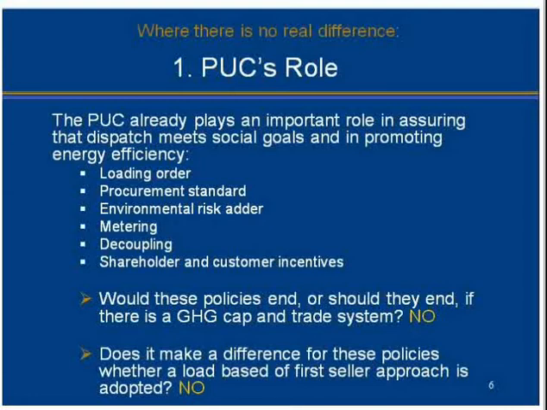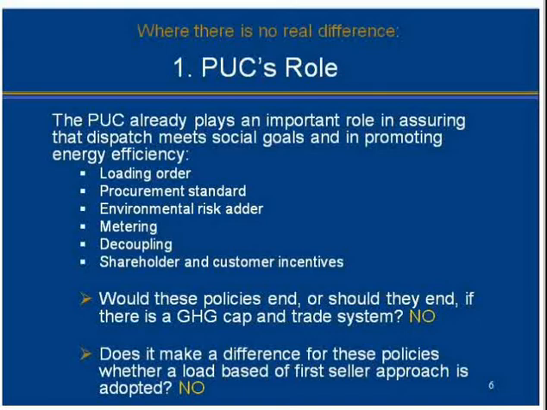There you go. The PUC already plays an important role in ensuring that dispatch meets social goals. This is the California PUC, but this is also true for the Public Utility Commissions throughout most of the states in the country and many of the western states. To some extent, not as assertively as in California, they are involved in making sure that there is a cost-effective dispatch of the electricity grid and that various types of consumer benefit programs are met.